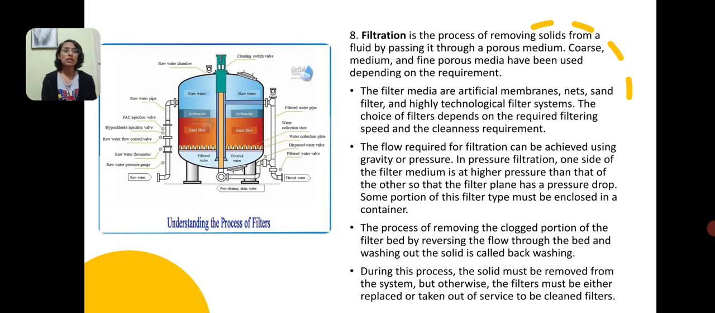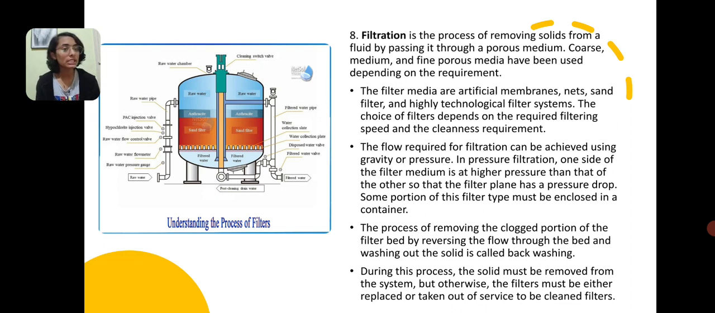For the third point, filtration. It is the process of removing solids from a fluid by passing it through a porous medium. Coarse medium and fine porous media have been used depending on the requirement. The filter media are artificial membranes, nets, sands, filter and highly technological filter systems.